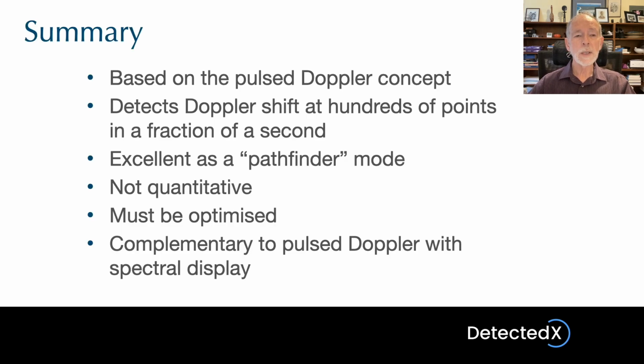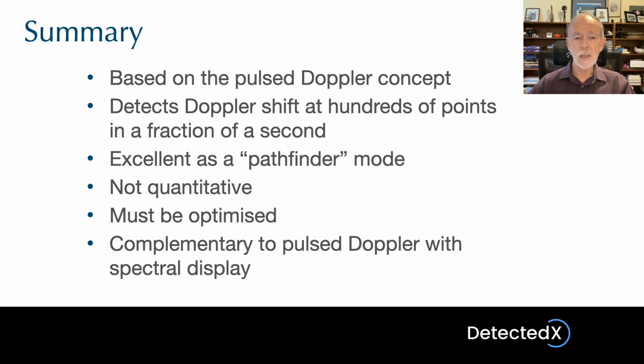So in summary, Colour Doppler is based on the same general principle as pulse Doppler. So there are pulse and echoes, range gates, etc. And there's even the wall filter. So in many ways, it is just the same as pulse Doppler. But because it has to detect the Doppler shift at hundreds of points in a fraction of a second, there are all sorts of shortcuts.